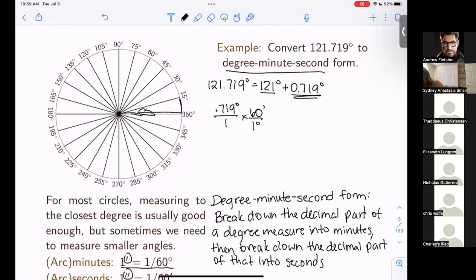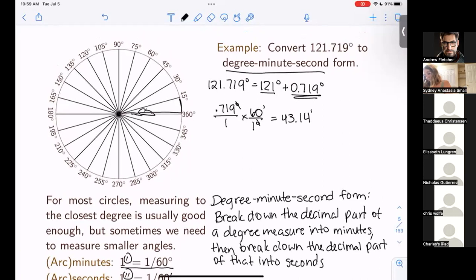Each degree contains 60 minutes. So when I do this multiplication, the units of degree will cancel. We will be left with the unit of minutes. And doing this in my calculator, I get that this is equal to 43.14 minutes. Okay, so I know that 0.719 degrees is equal to 43.14 minutes. Okay, I have the measure in minutes now.